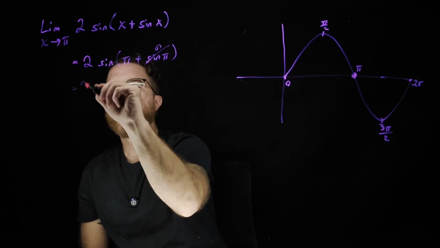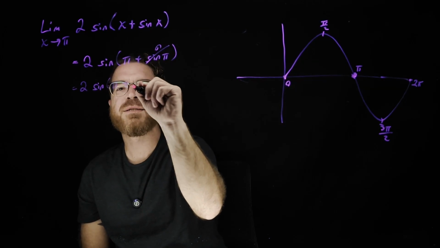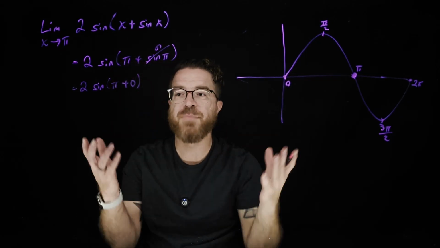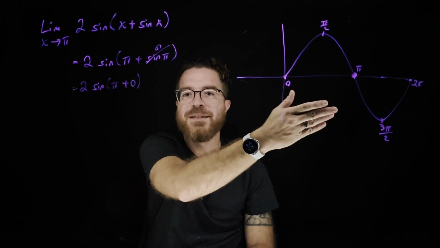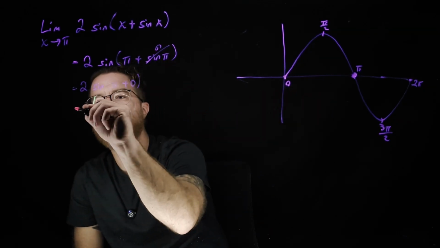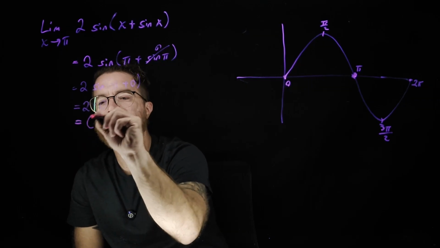So now we have 2 sine of pi plus 0. Well, pi plus 0 is just pi. So that means we're basically looking at what is 2 sine of pi. Well, we just said sine of pi is equal to 0. So this is going to end up being 2 times 0, which means that the answer is 0.